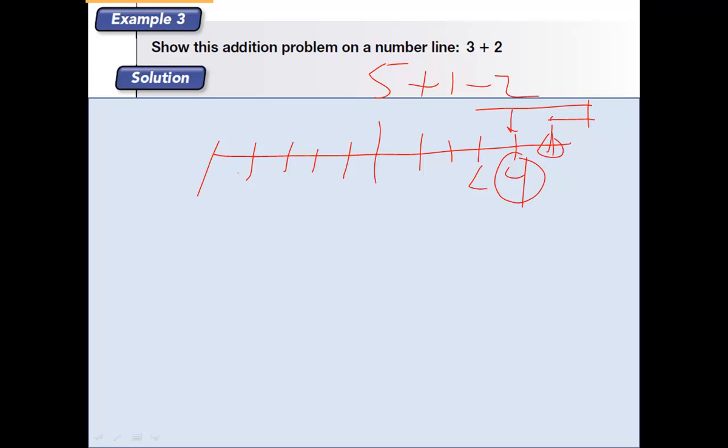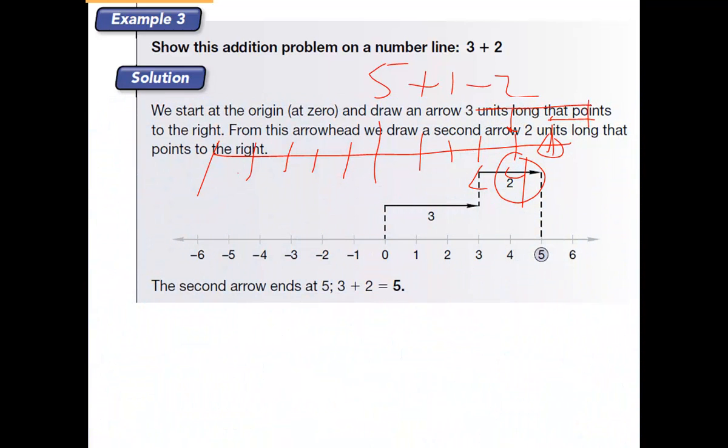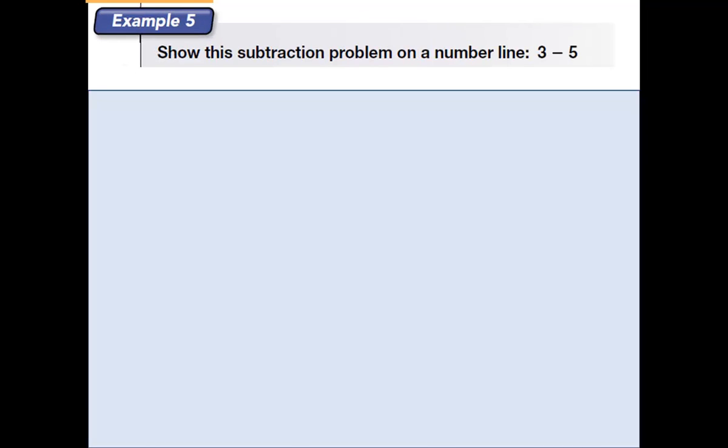Show 3 plus 2 on a number line. So that's what it would look like. You start at 0, go plus 3, add another 2, you'd end up at 5. And on this example, if they had subtraction, you just come back however many you need to subtract. So here they want you to do the same thing.